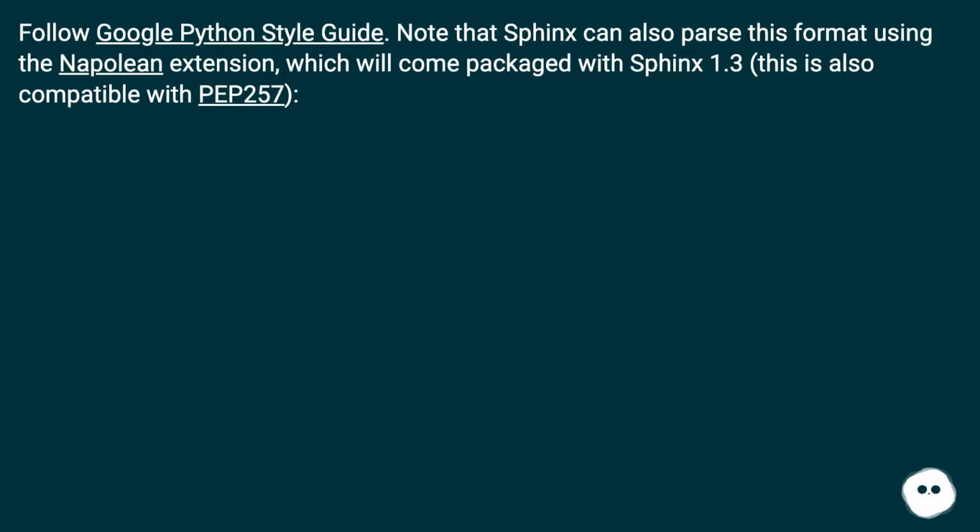Follow the Google Python style guide. Note that Sphinx can also parse this format using the Napoleon extension, which will come packaged with Sphinx 1.3. This is also compatible with PEP 257.